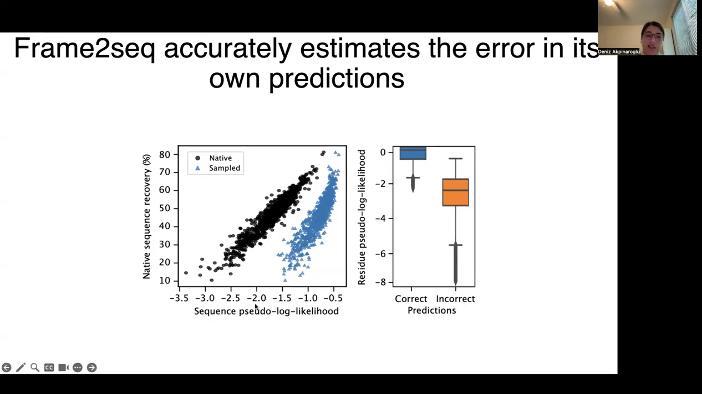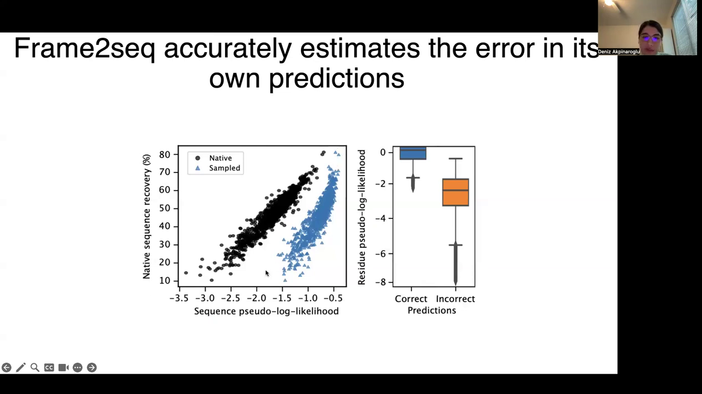In this case, on the x-axis, as we go toward the right is going to be a more favorable score. So according to Frame2seq, the sequence likelihood is increasing as we go right, and then native sequence recovery is increasing on the y-axis. In this comparison, what we're looking at is what you would get if you pass the true backbone and the true sequence and ask Frame2seq to score the true, or native, sequence.